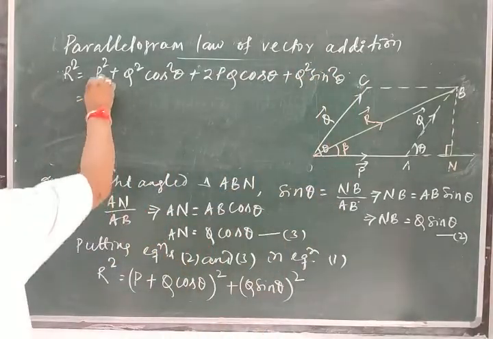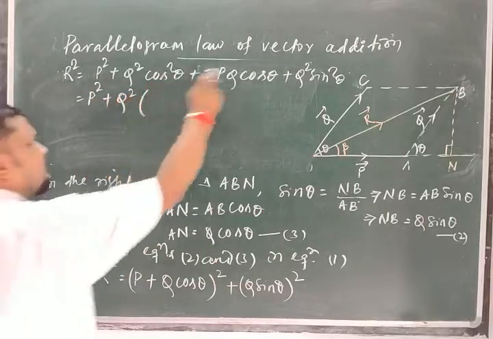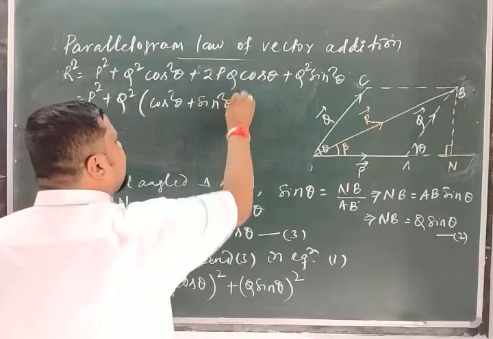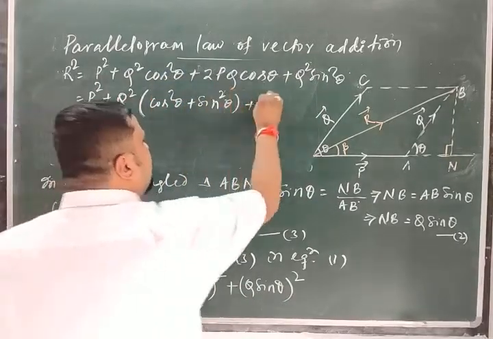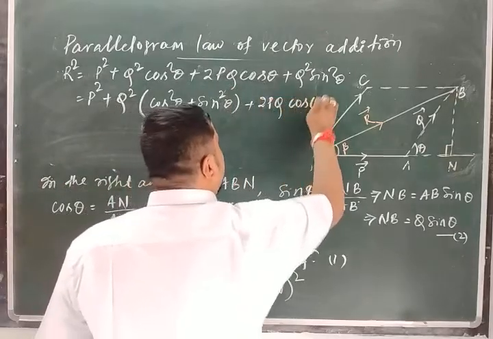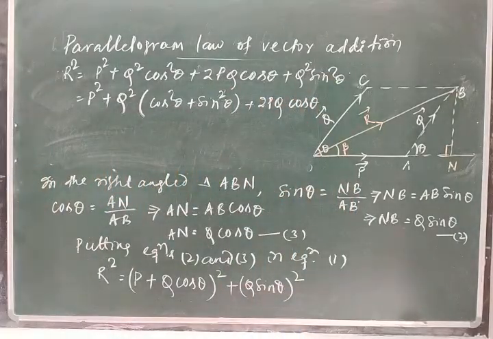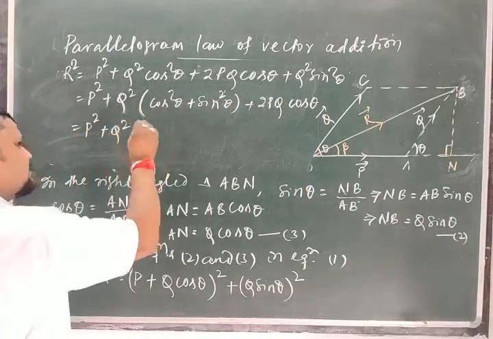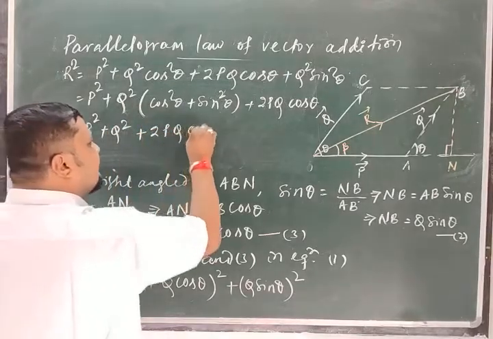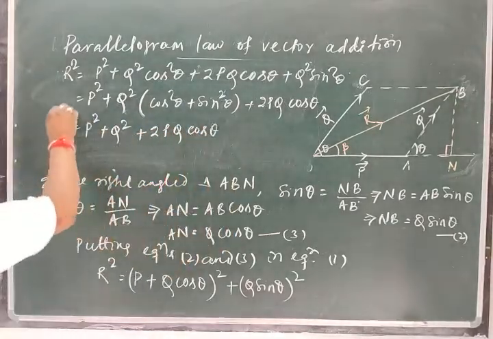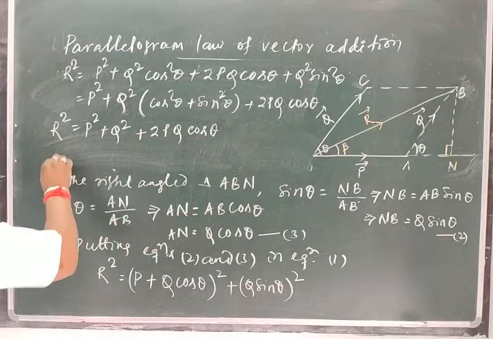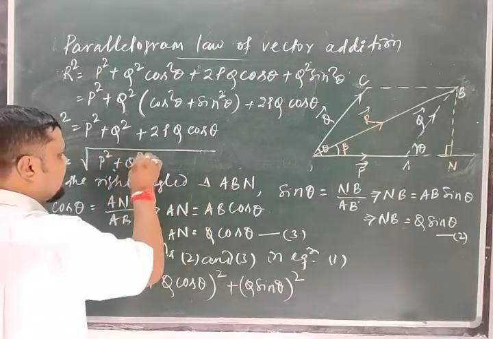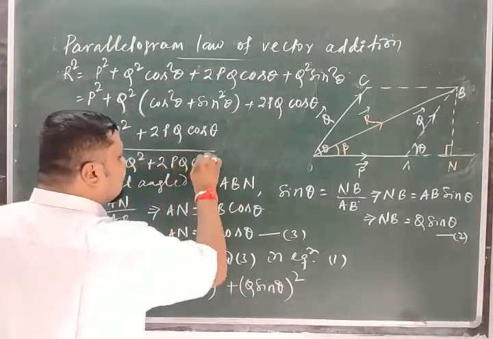This is equal to p square plus, take this q square common from these two terms. So this is equal to cos square theta plus sin square theta plus 2pq cos theta. What is cos square theta plus sin square theta? That is your 1. So put this 1, this is equal to p square plus q square into 1, q square plus 2pq cos theta. This is equal to your r square. Isn't it? So r is equal to square root of p square plus q square plus 2pq cos theta.